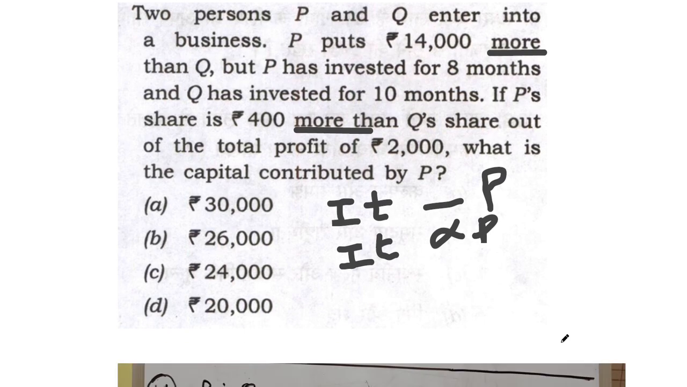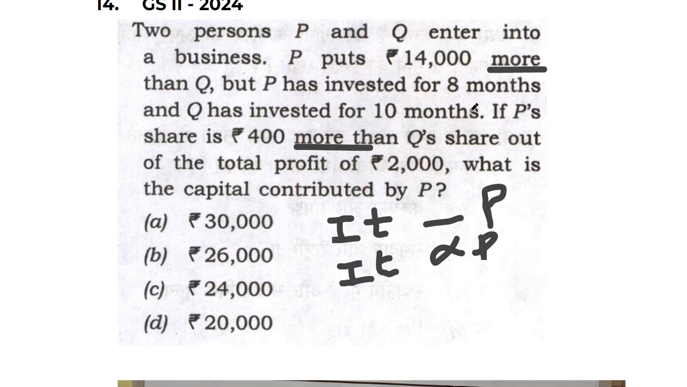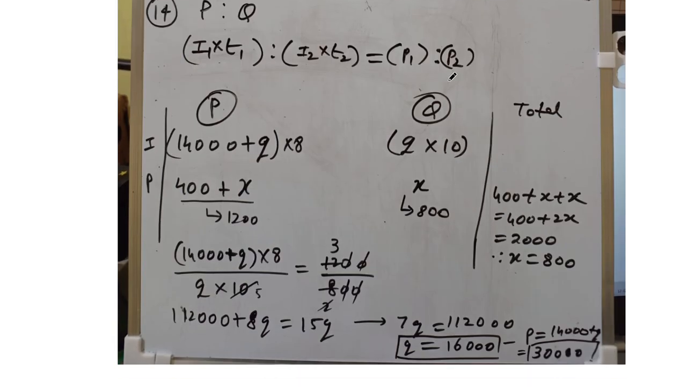Based on the same formula we can write investment into time of P, I1 into T1, is in proportion, like we are going to write the ratios, to I2 into T2, which is investment and time by Q. The ratio will be equal to the profit ratio. Okay, that is what I was trying to tell here. It is proportional, right? So it is proportional here.